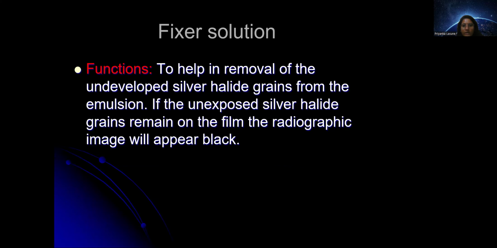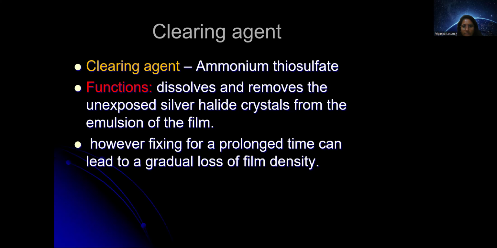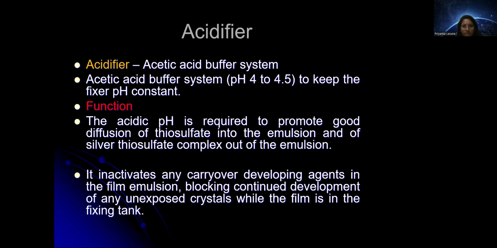Fixing solution helps in the removal of underdeveloped silver halide grains from the emulsion. If unexposed silver halide grains remain on the film, the radiographic image will appear black. Clearing agent: ammonium thiosulfate dissolves and removes unexposed silver halide crystals from the emulsion of the film. However, fixing for a prolonged time can lead to gradual loss of film density.